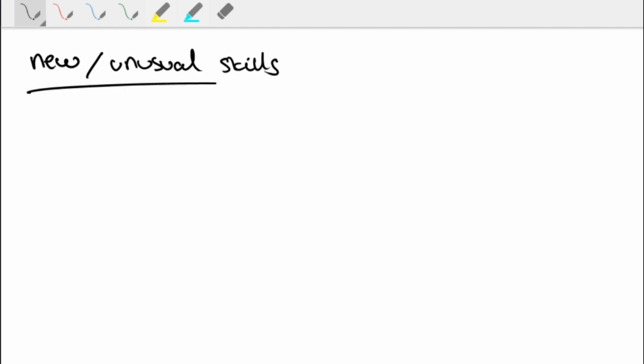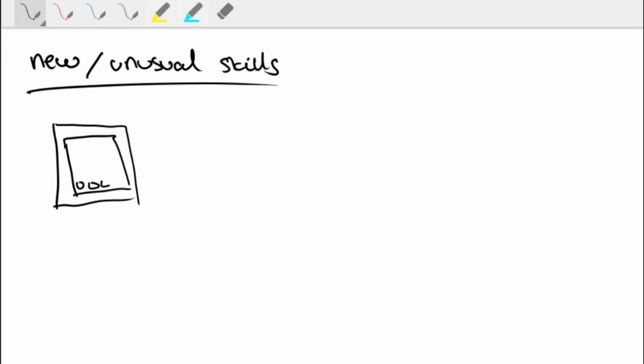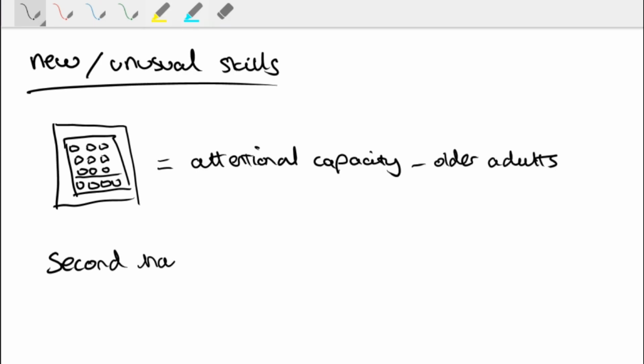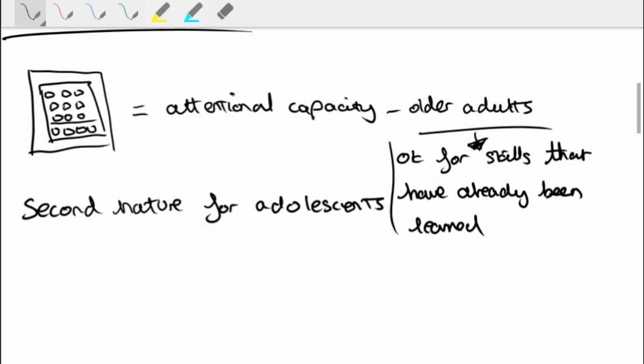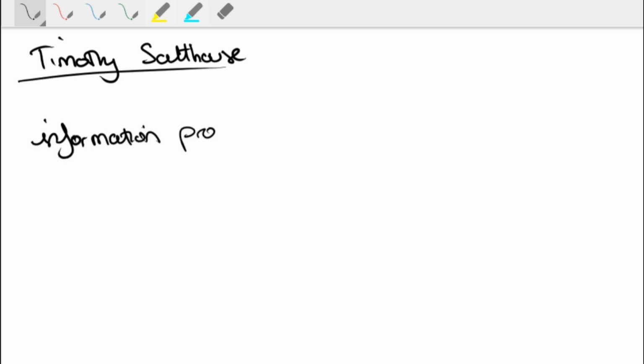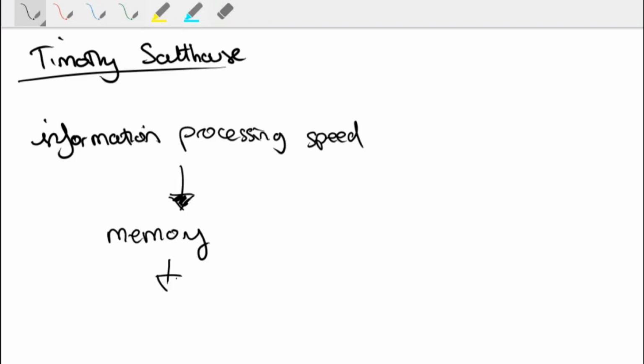New or unusual skills such as new technology like smartphones, and I'm talking about some of the elderly who haven't seen a smartphone until they were 60 or 70, will have trouble dealing with them because it requires a lot of attentional capacity, but it does become second nature to younger adults and adolescents. However, skills that have already been learned and therefore don't require much attention don't decline. A psychologist named Timothy Salthouse proposed that instead of the decline of the prefrontal cortex being the culprit of overall brain decline, it's the speed at which we process information that affects other brain functions, because if our processing speed declines, so does our memory and attention.